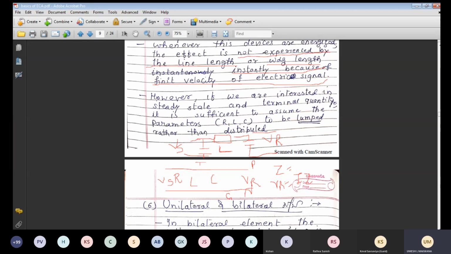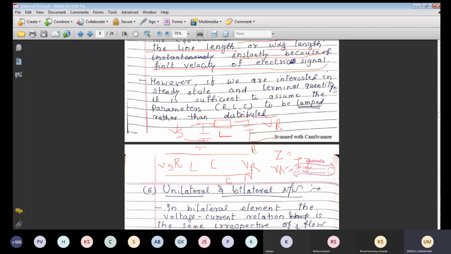Now, however, if we are interested in the steady state analysis, meaning what happens with the circuit for a long time, when we connect the circuit to the power system for a long time, what happens? For that, we have to find the parameters R, L and C to be lumped rather than distributed, because distributed parameters are difficult to solve, since the transmission line length is very large. So we have to assume that all these parameters are lumped at one place.